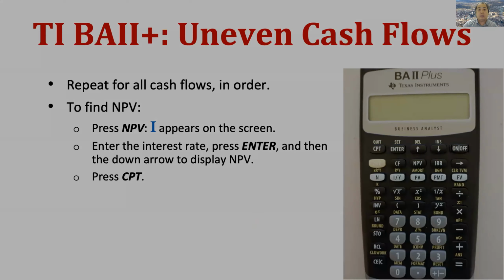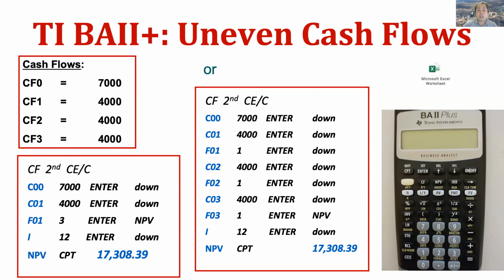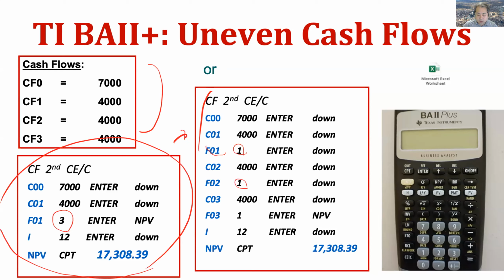Next slide shows the detailed inputs. So these are the cash flows, and when you want to use the frequency, F01 equals 3, as I said, or you can do it one by one, just leave 1 and then enter 3 times. Then you have $17,308.39. Same answer.